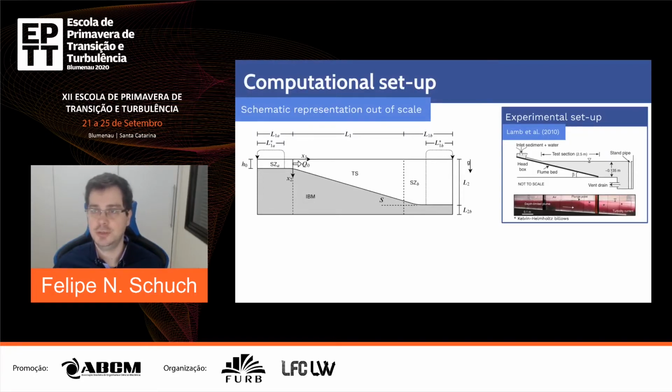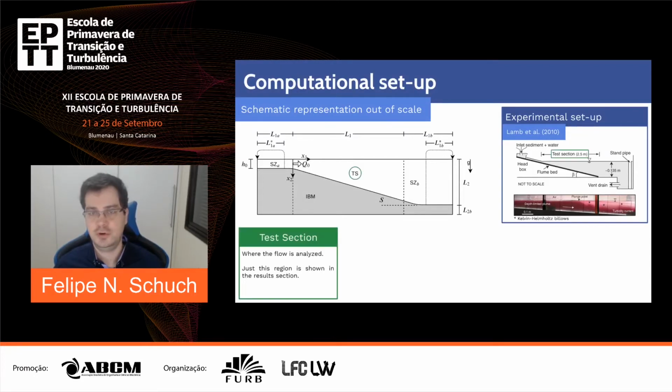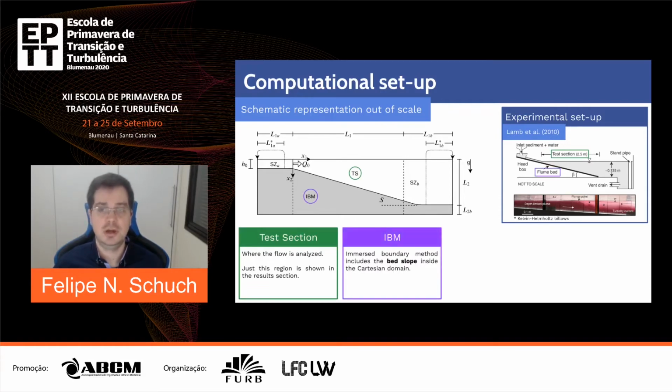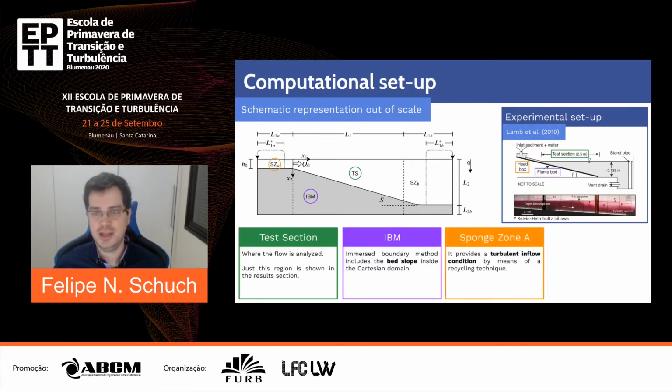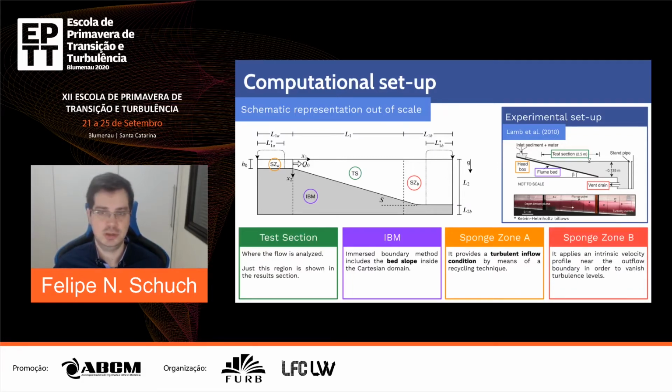So the numerical domain is composed of 4 regions. First, the test section is where the flow is analyzed. IBM means immersed boundary method, which includes the flume bed inside the Cartesian domain. Sponge zone A provides the particle-laden flow and a turbulent condition by means of a recycling technique. And sponge zone B is used in order to vanish turbulence level and sediment concentration before they reach the outflow boundary.